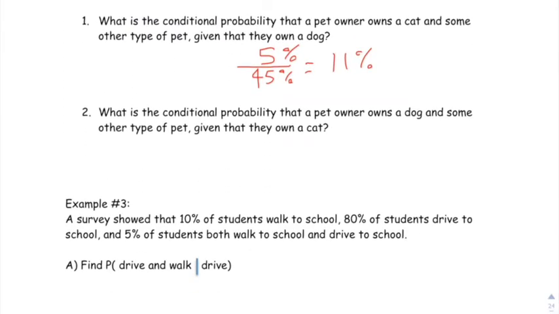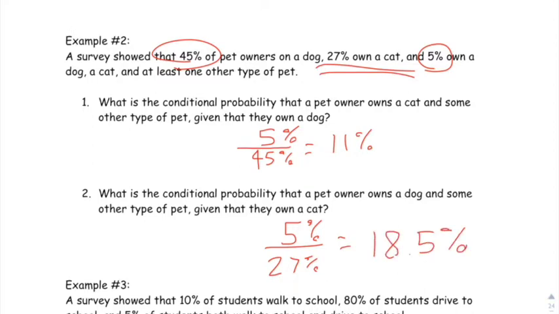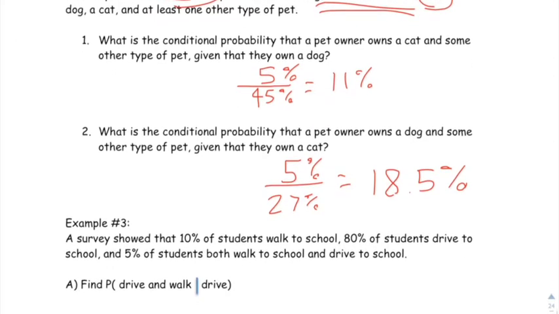All right, so the next one was the conditional probability that a pet owner owns a dog and some other type of pet, given that they own a cat. So now we're going to look at strictly the people that own cats. That's 27%. We're going to compare that to the 5% that own a dog, a cat, and at least another type of pet. So that'd be 5% over 27%. And that comes out to about 18.5% once you round. So you're only looking at a specific percentage of them there.